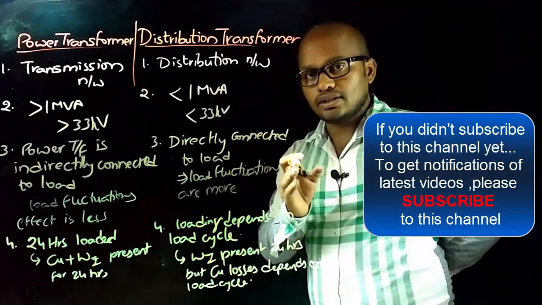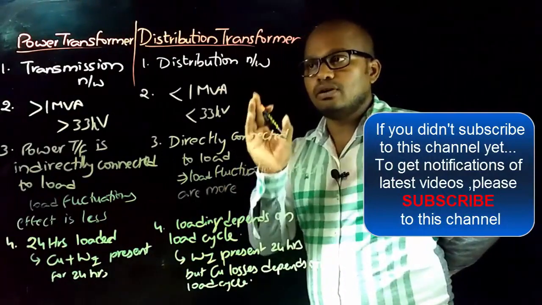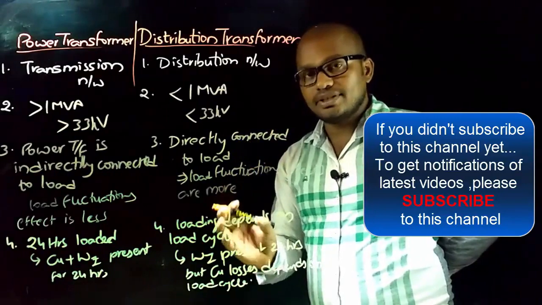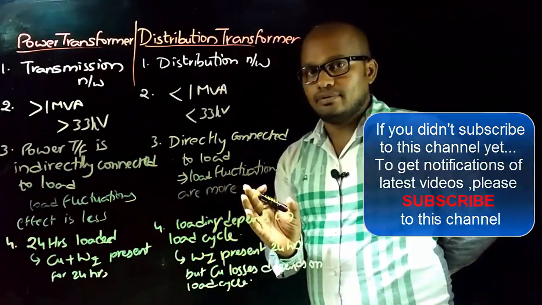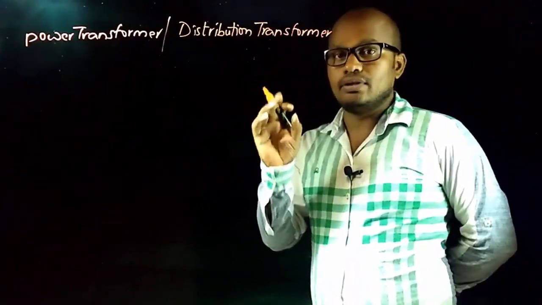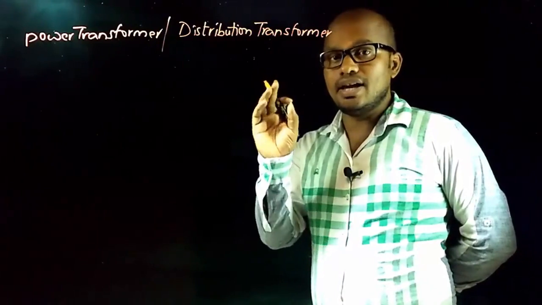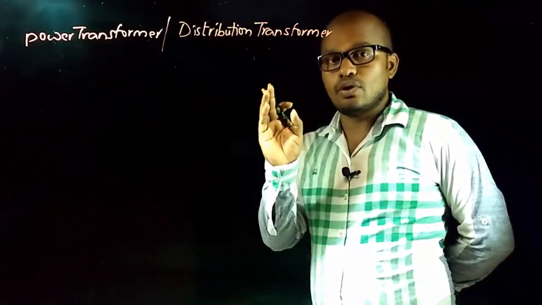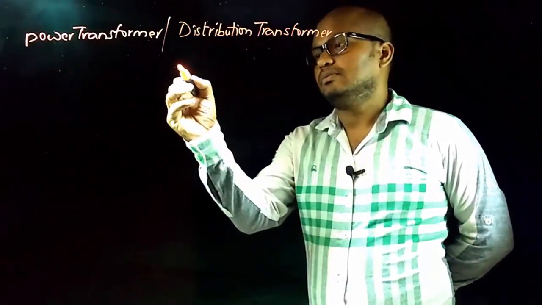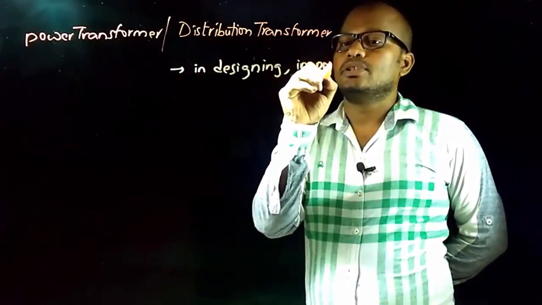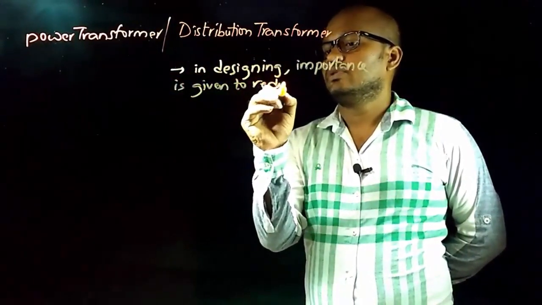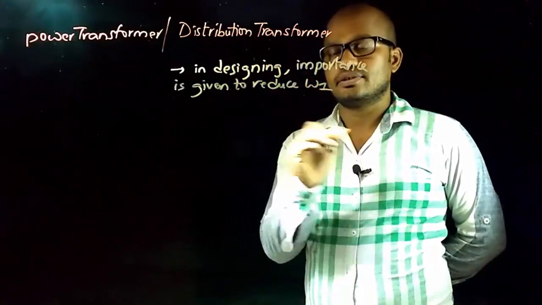So when there is load connected, then there will be copper losses, but for all 24 hours the primary of distribution transformer is excited, means iron losses are present for all 24 hours but copper losses are present only when load is connected. So in designing, importance is given only to reduce the iron losses and not to copper loss, because copper loss being present or not depends on the load cycle.